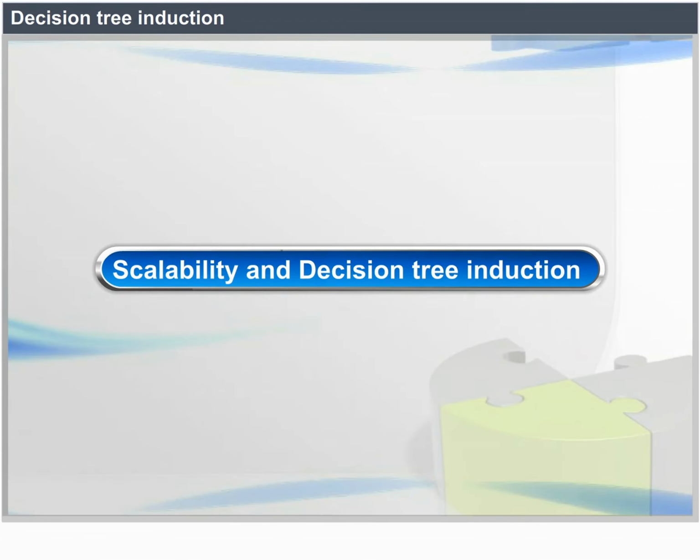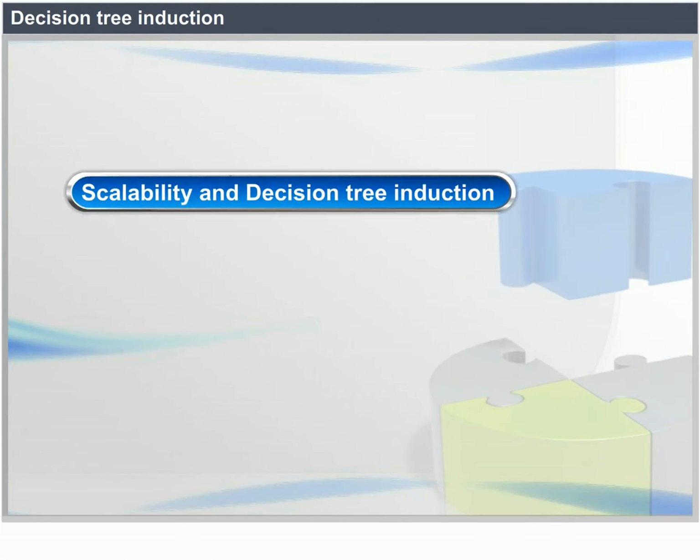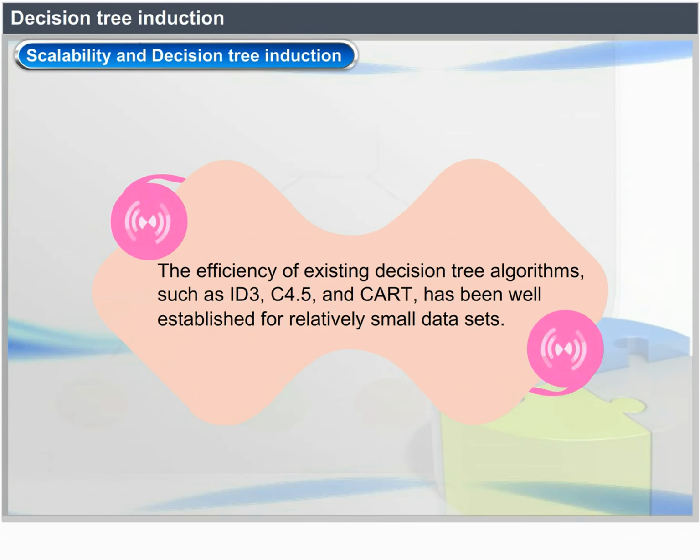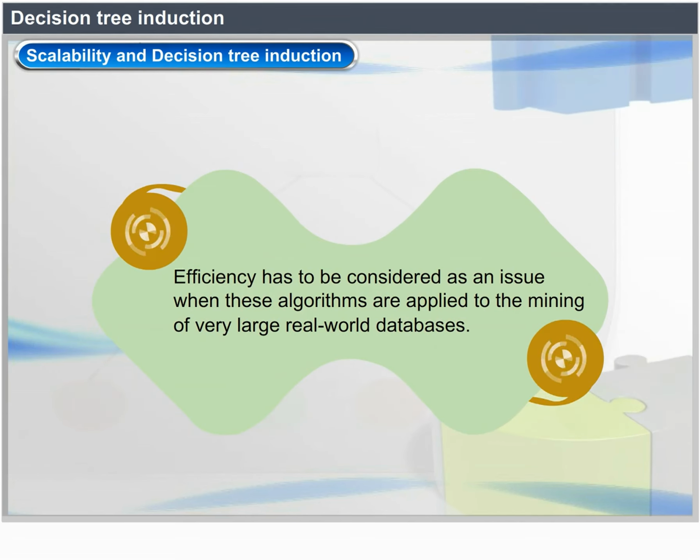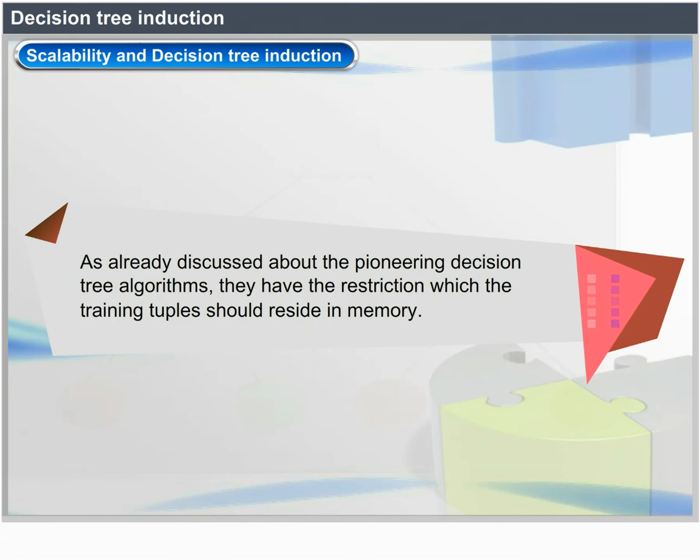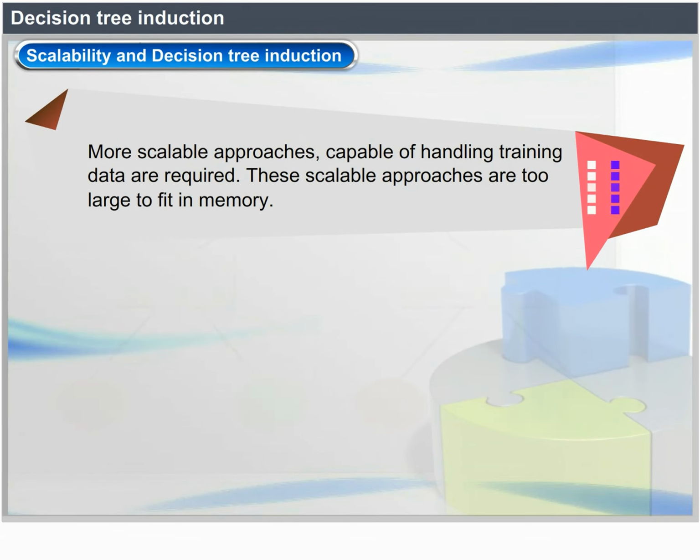Scalability and decision tree induction. The efficiency of existing decision tree algorithms such as ID3, C4.5, and CART has been well established for relatively small datasets. Efficiency becomes an issue of concern when these algorithms are applied to the mining of very large real-world databases. The pioneering decision tree algorithms that we have discussed so far have the restriction that the training tuples should reside in memory. More scalable approaches capable of handling training data that are too large to fit in memory are required.